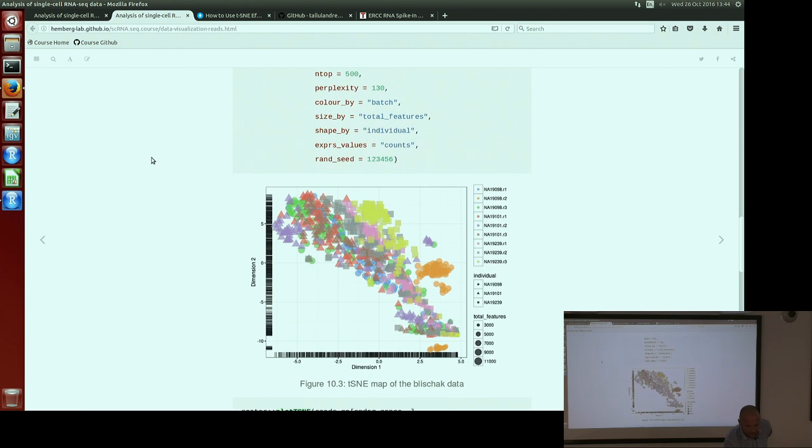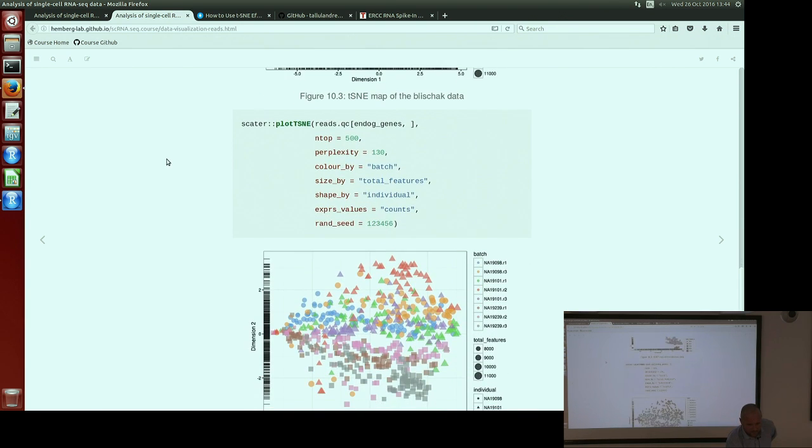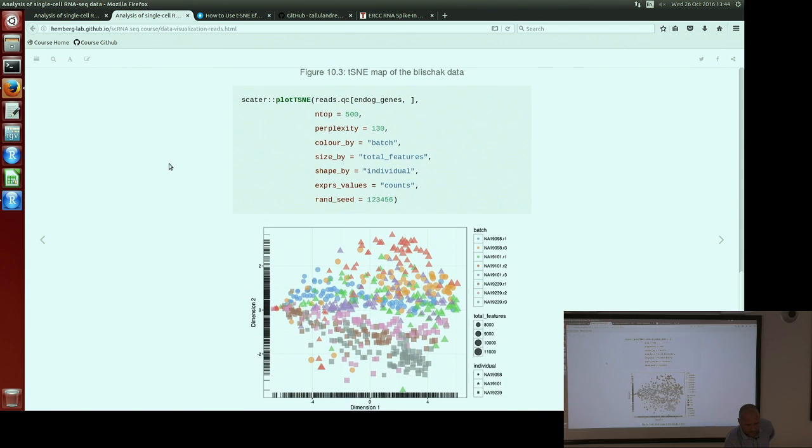So this is a t-SNE plot of the reads, and again, it resolves the bad batch somehow, but the rest has a very strange shape, I would say. And now if we plot t-SNE for the quality controlled data set of the reads, there is no bad batch, which is good, and the structure is again quite homogeneous.